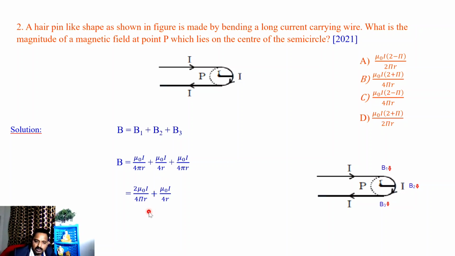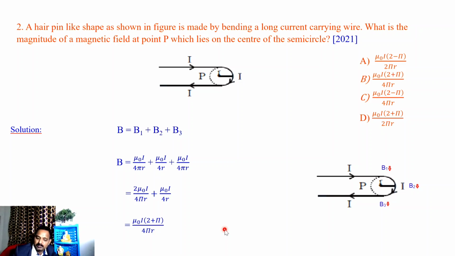Now I will write mu naught I by 4 pi r commonly outside. Why did I write it? Because in the options, mu naught I by 4 pi r is there. So I will write it commonly outside. Then inside the bracket I will get 2 plus pi. So if you check the options, option B is the answer, that is mu naught I bracket of 2 plus pi by 4 pi r.